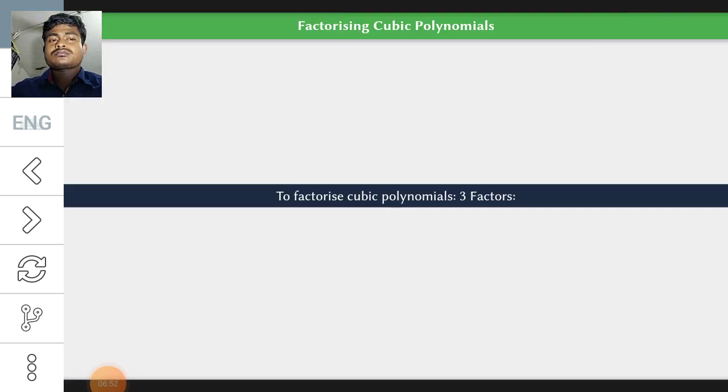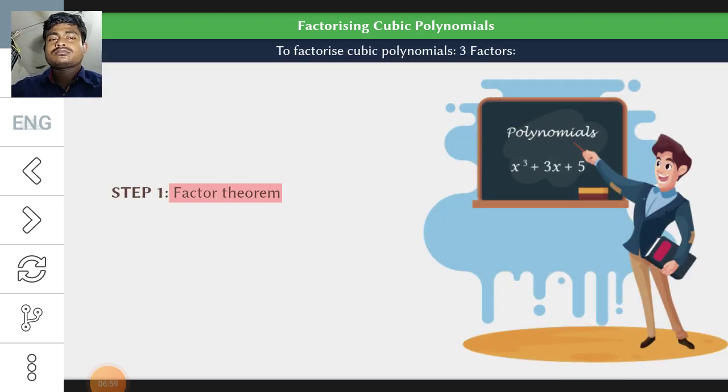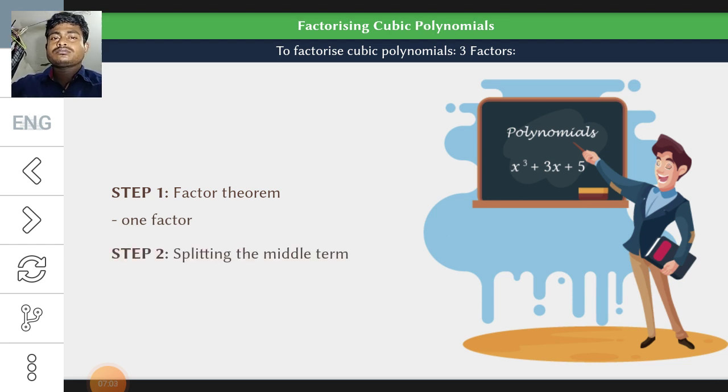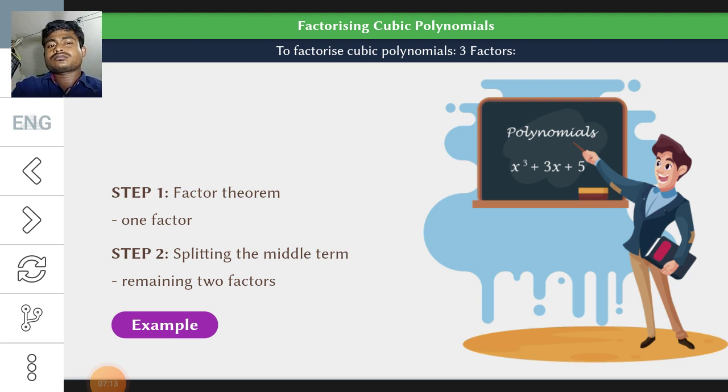To factorize cubic polynomials, we are looking to find three factors. We start with the factor theorem so that we get one factor first. Then we use the splitting the middle term method to determine the remaining two factors. Tap the button to understand this better with an example.